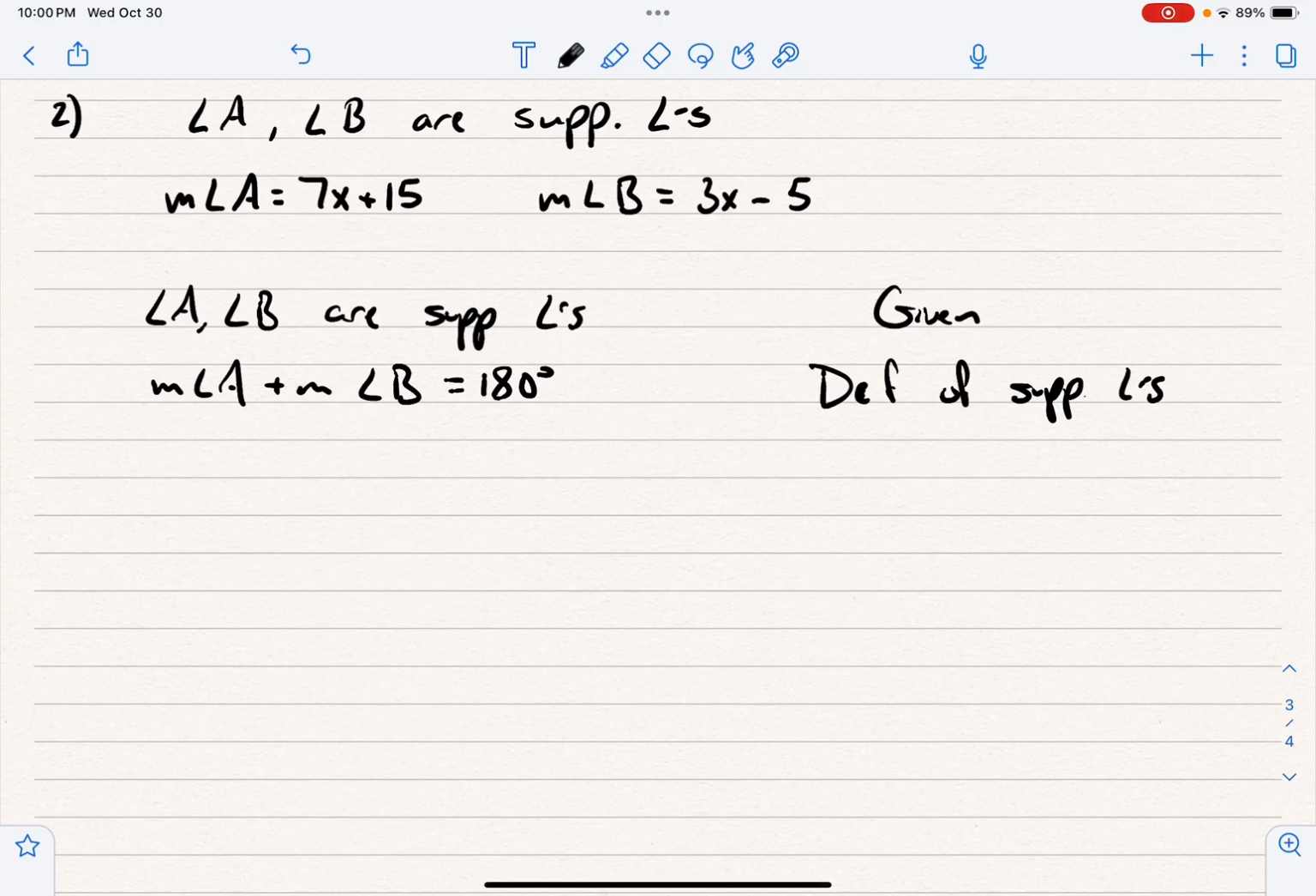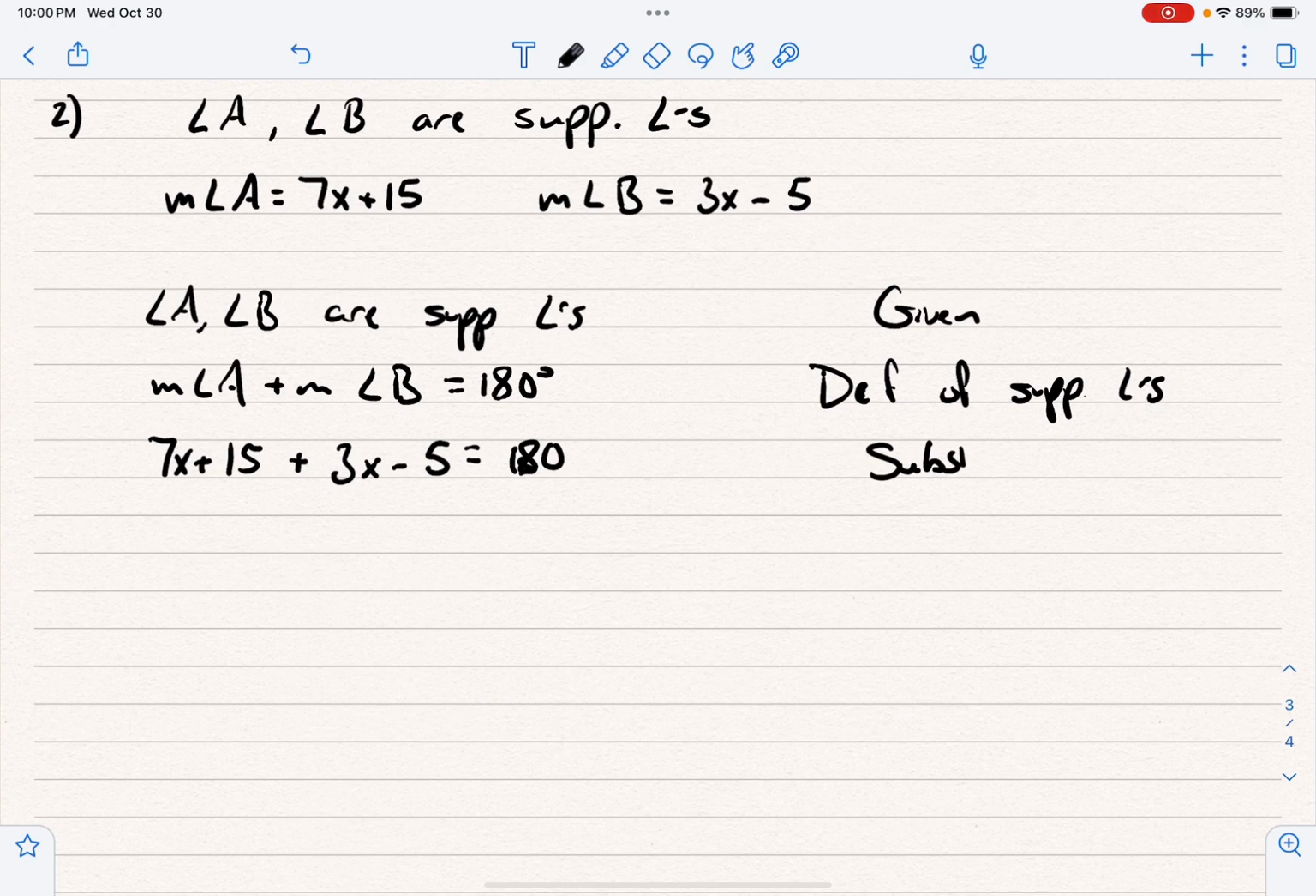Okay? And then at that point, I can swap that out and say 7x plus 15 plus 3x minus 5 equals 180. And that is the substitution property of equality. The 7x and the 3x combine to make 10x. 15 minus 5 is 10 equals 180. And all I did there was simplify. And now I can get to 10x equals 170.